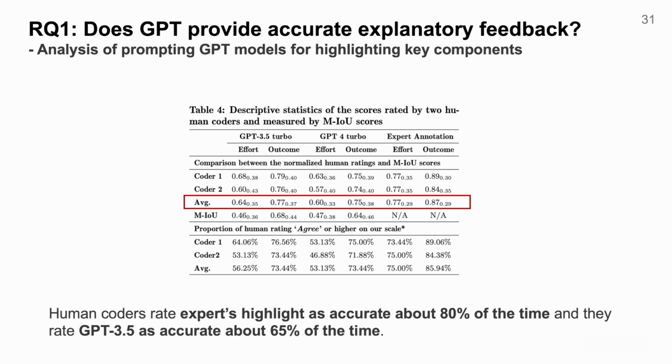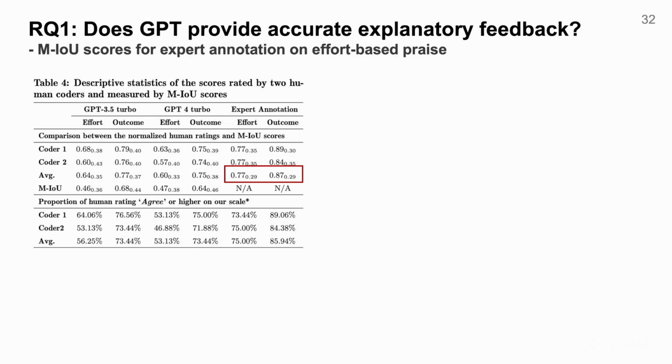And here are the results for our research question 1. We noted that the human coders rate experts' highlights as accurate about 80% of the time, and they rate GPT-3.5 as accurate about 65% of the time. It should be noted that in our study, we found that prompting GPT-3.5 outperformed the GPT-4 model. And then, as we know, the human coders' scores for the expert annotation are 0.77 and 0.87.